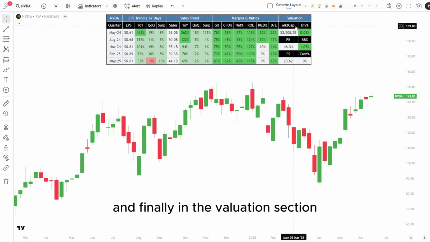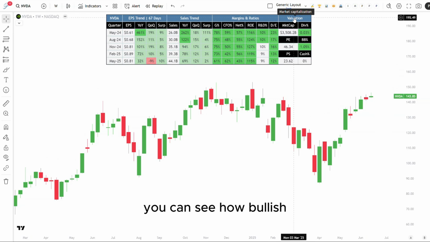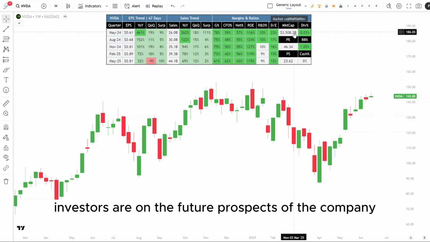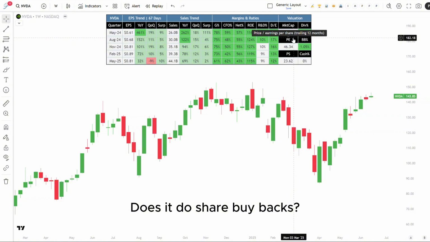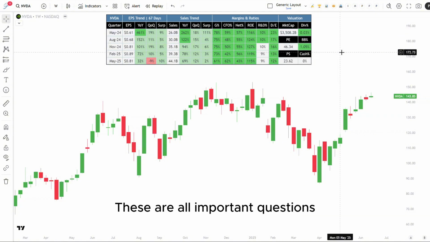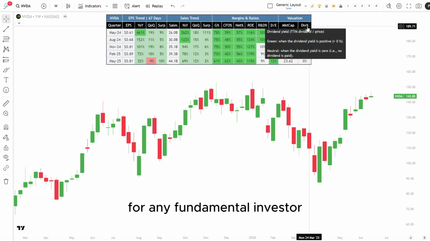And finally, in the valuation section, you can see how bullish investors are on the future prospects of the company. To what extent are the fundamentals baked into the price of the stock? Does this company pay dividends? Does it do share buybacks? These are all important questions for any fundamental investor or trader.